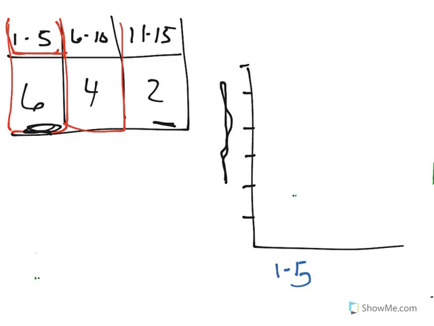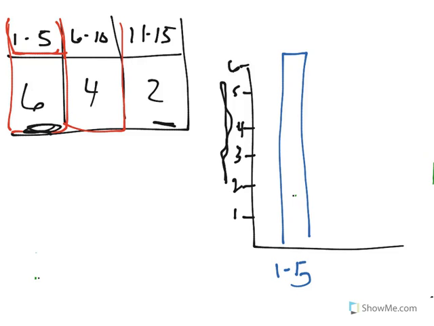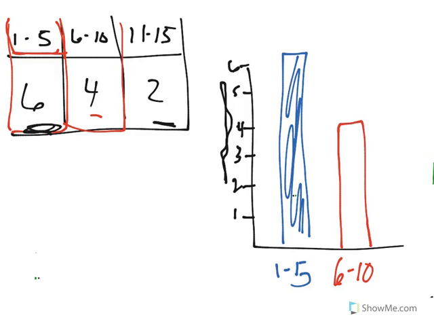1 through 5, remember, there were 6 of them. So we're going to have our bar go up to 6. That means there were 6 that went 1 through 5. Then the next thing we're going to do is 6 through 10, and that bar is going to go up to 4. And then the last one is going to be 11 through 15, and that number is going to go up to 2.